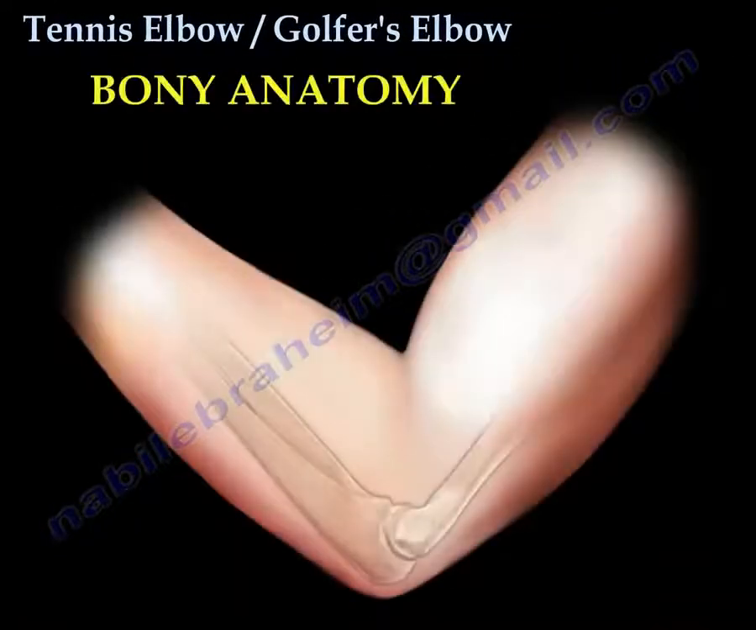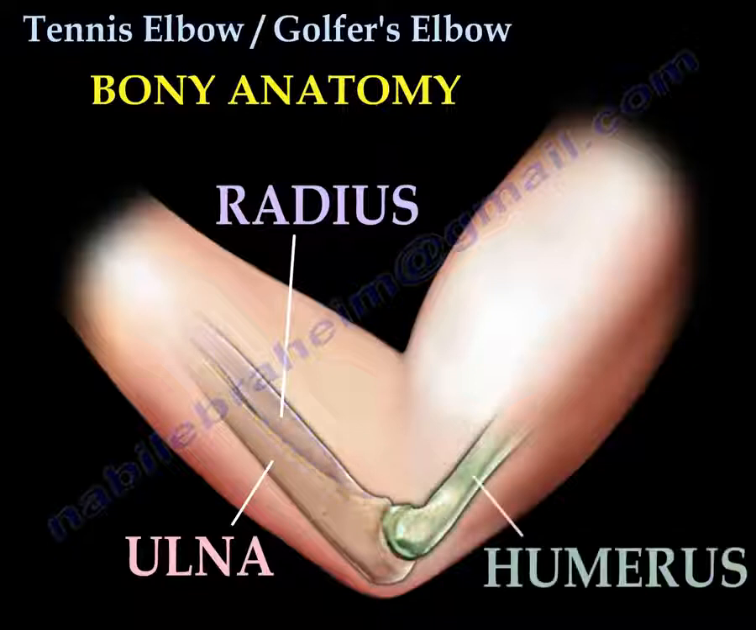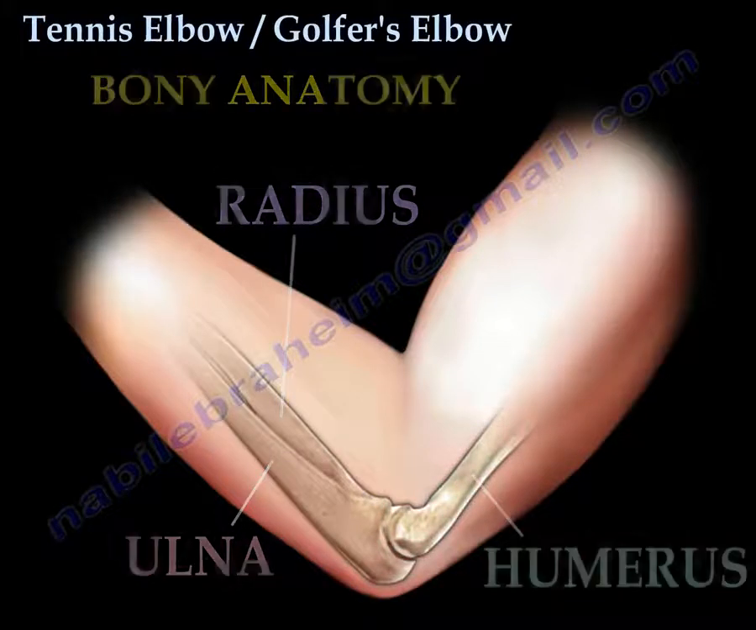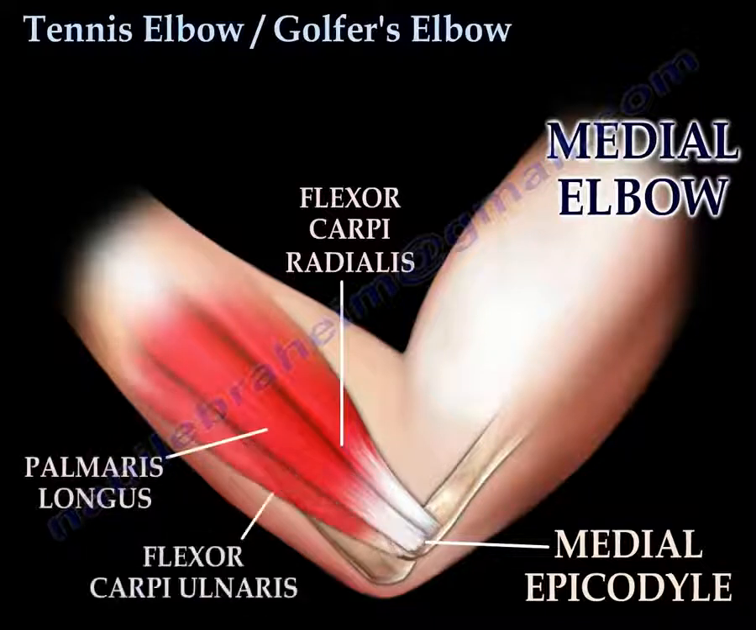In this picture you see the bony anatomy: the ulna, the radius, and the humerus. And on the medial side of the elbow, the medial epicondyle gives origin to the flexor muscle group.